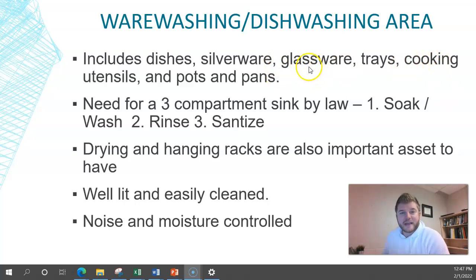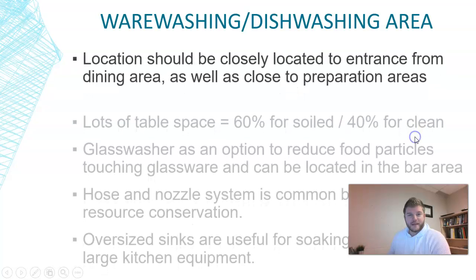All dishwashing areas must have the ability to wash not only dishes, but silverware, glassware, big trays, all kinds of pots and pans. You need at least a 3-compartment sink by law, even if you have a big dishwasher. The 3-compartment sink is there so that if your power goes out or anything happens, you always have the ability to soak or wash, rinse, and then sanitize. It's essentially what a dishwasher does, but you want to have the ability for all 3. You want drying and hanging racks where important, well lit, easily cleaned, and as much noise and moisture control as possible. And I'll show you a picture here of what it might look like.